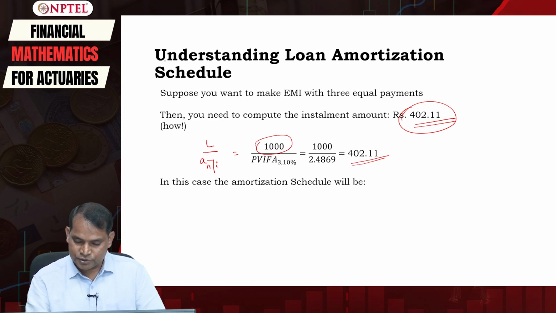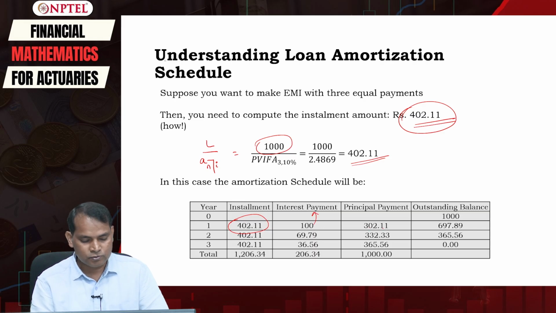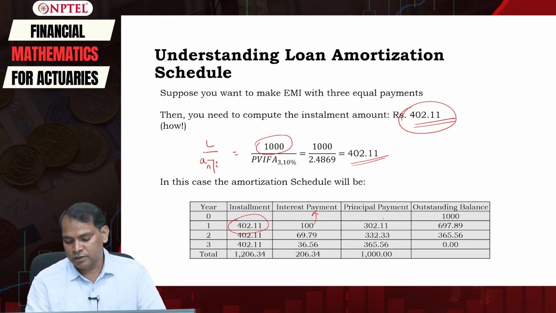So every time the installment should be the same here. Every time the installment amount will be 402.11, for the first, second, third, out of which 100 rupees will go towards the interest payment and 302.11 will go towards the reduction of the principal payment. And then the total outstanding balance will become this 1000 minus this one, right? This minus this one will give you this one, right?